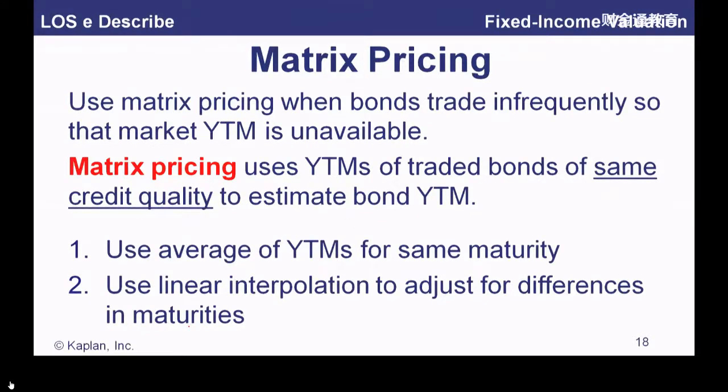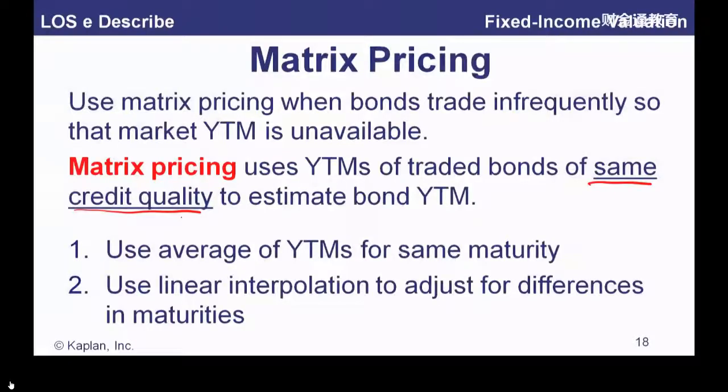Now, what is matrix pricing? Well, say we've got a bond and it doesn't trade that often. So we don't really have market price information or market yield to maturity information. Same thing, right? One-to-one relationship. So with matrix pricing, we're going to look at the yields to maturity of some traded bonds of the same credit quality. We've underlined that, and I'll underline it again because that's a crucial part of matrix pricing. We've got to look at bonds of the same credit quality, and we're going to see some yields to maturity.